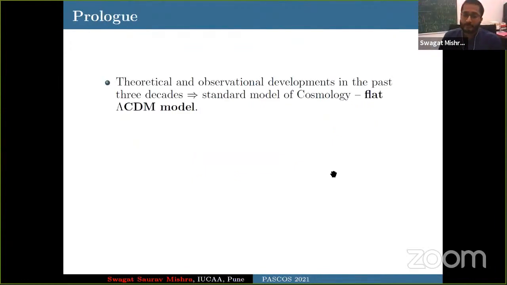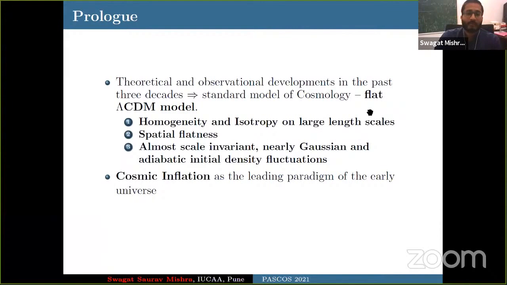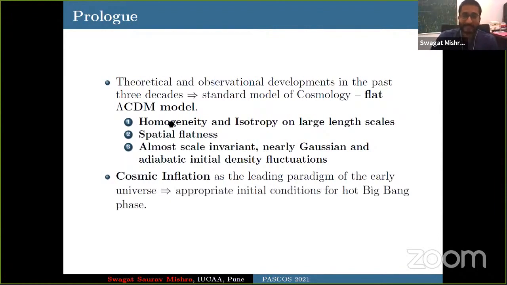So, a vast amount of progress has been made in cosmology over the past 30 to 40 years, and now we have our standard model in cosmology in the form of a flat lambda-CDM. However, lambda-CDM is based on several assumptions as initial conditions, including homogeneity, isotropy, spatial flatness, as well as the existence of initial fluctuations. Cosmic inflation has emerged as the leading paradigm of the very early universe, which explains these initial conditions for the standard hot Big Bang cosmology very appropriately.